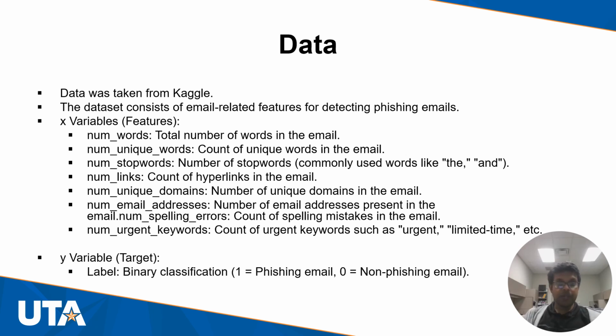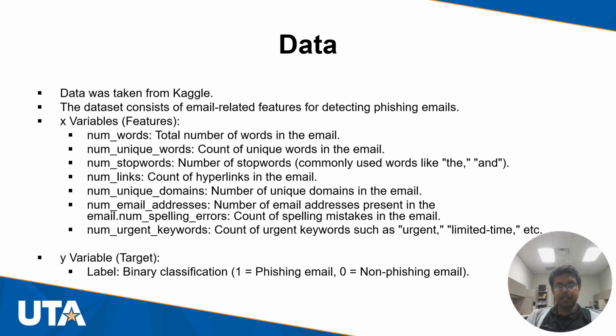So for my data, I use data from Kaggle, and the dataset consists of email-related features. The features are number of words, that means the total number of words that the email contains, then number of unique words, a count of unique words in the email, then number of stop words such as 'and' and all other stop words. There is a dictionary for that. And then number of links, the count of hyperlinks in the email. That can be a very good parameter in detecting phishing emails.